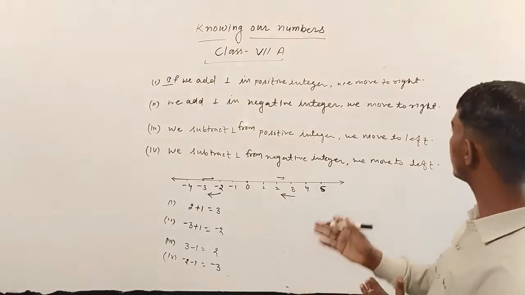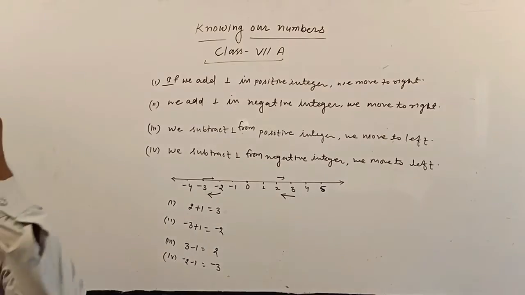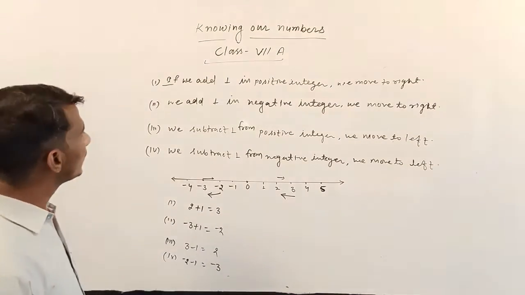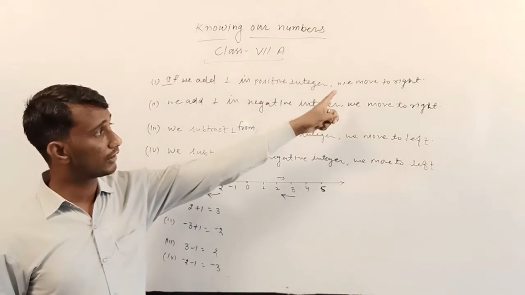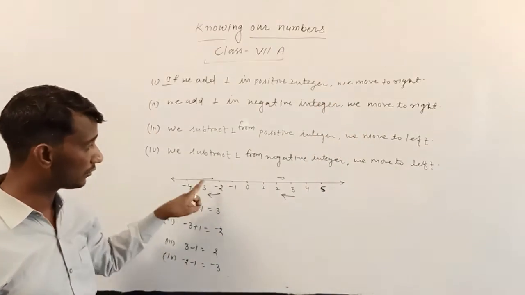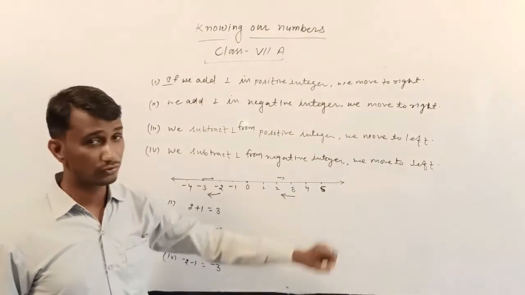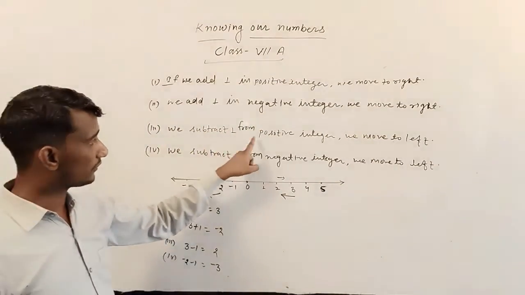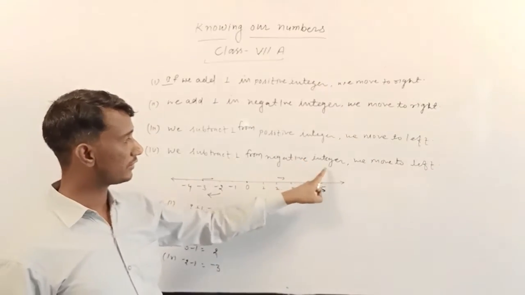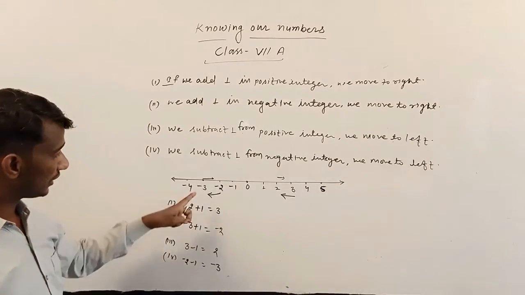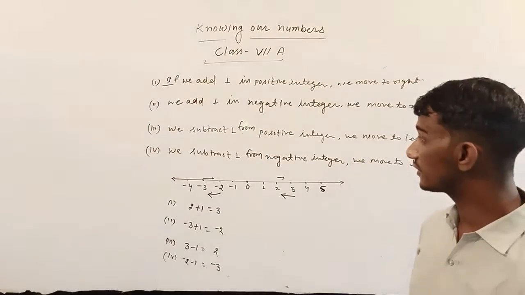Okay, there are some mistakes here. I have mentioned some wrong things, so those four are excluded. Again check: if we add 1 to a positive integer, we move to the right side on the number line. If we add 1 to a negative integer, we move to the right again. If we subtract 1 from a positive integer, we move to the left, and if we subtract 1 from a negative integer, we move to the left. Check the direction. Okay, understand? Are you getting my points?